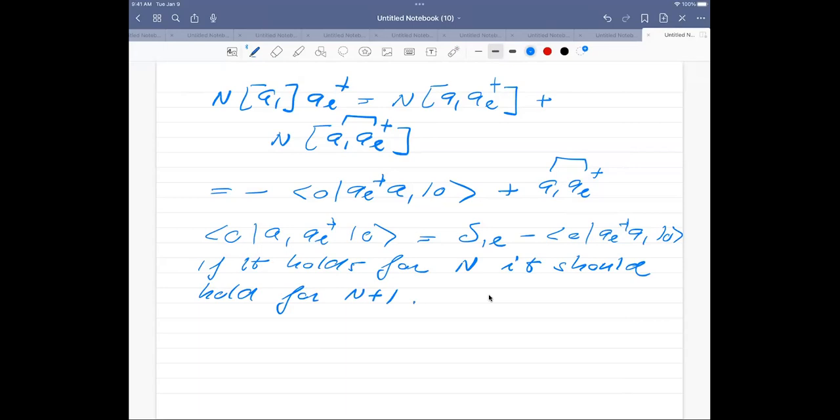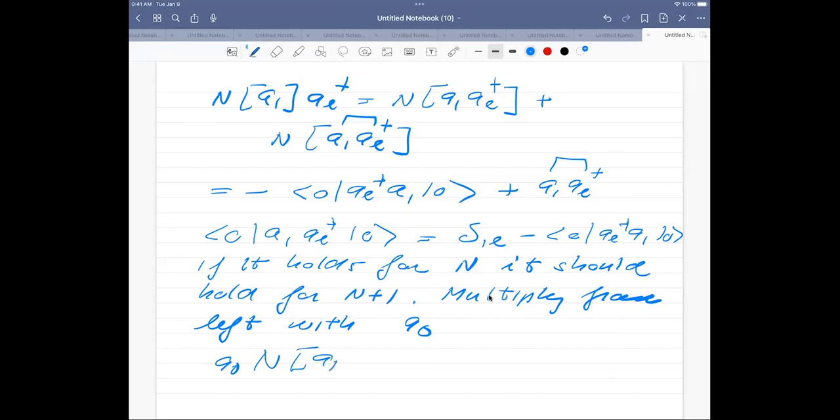What we do now is multiply from the left with a new annihilation operator, an operator A0. So what we have then is an A0, and then we have a normal order product. The assumption now is that this chain is normal ordered, and then I have my AL dagger.